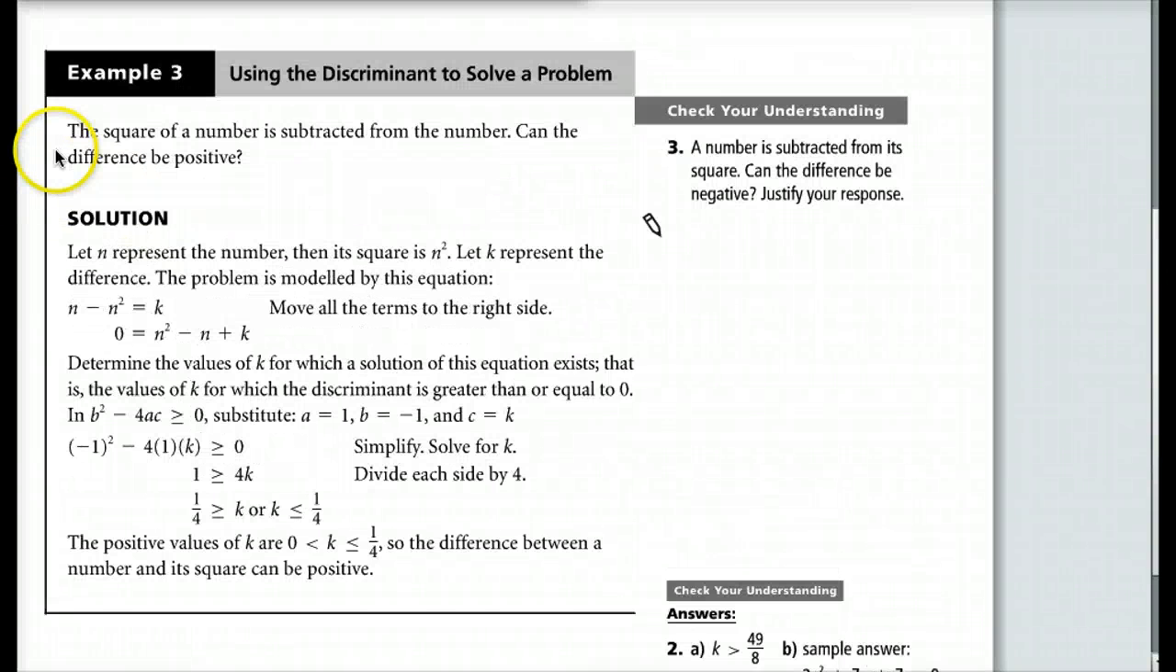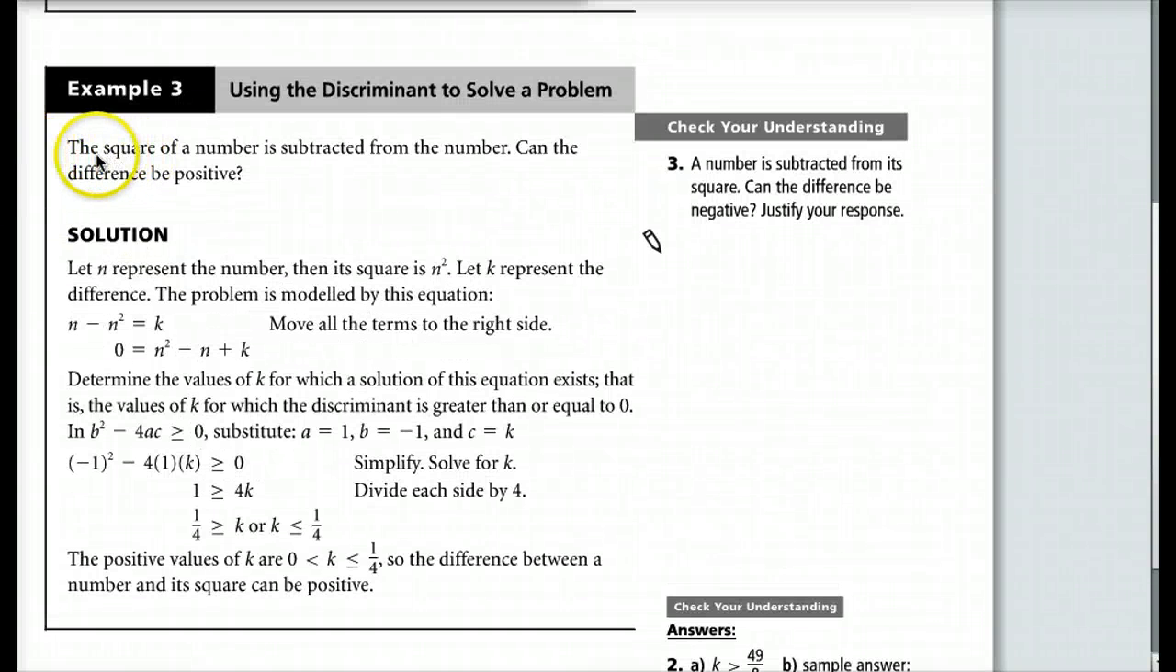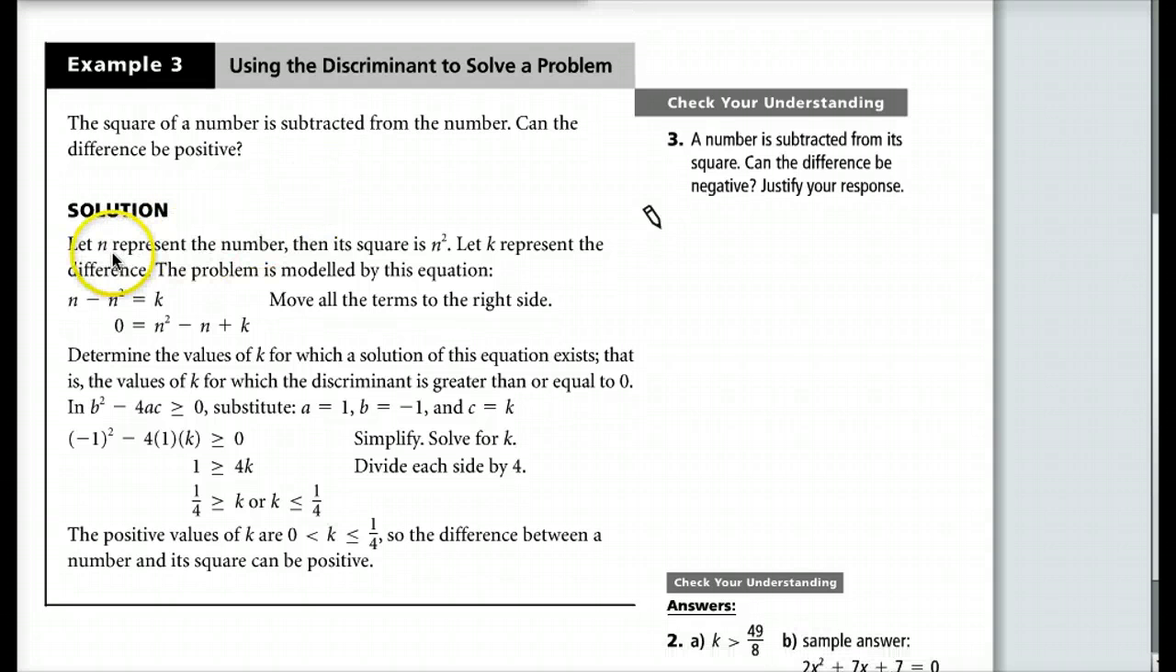Okay, example 3. The question asks: the square of a number is subtracted from the number. Can the difference be positive? So if we let n represent that number, then its square is n squared, right?